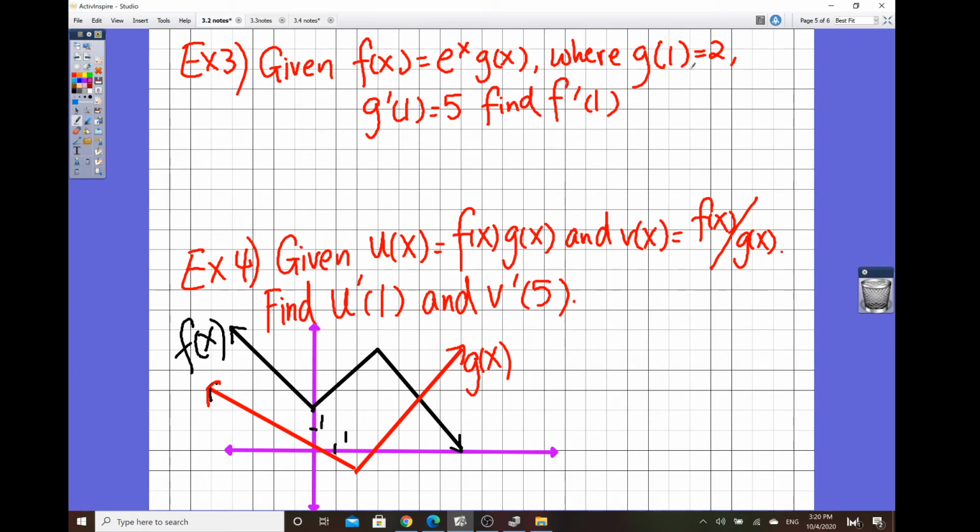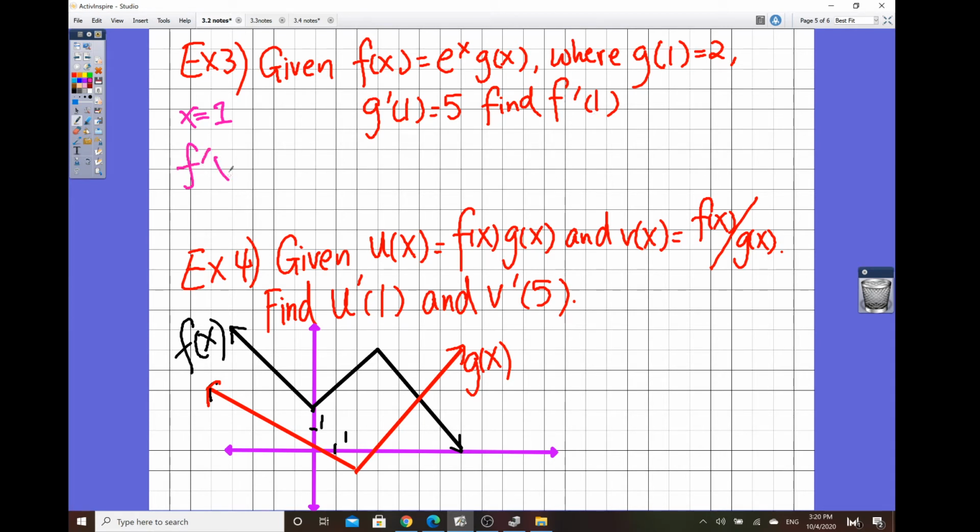So where g of 1 is 2, g prime of 1 is 5. You want to find out f prime of 1. So we do know that the value of x is 1. And we also know the instantaneous rate of change. So the point g of 1 is 2, and the other one is g prime of 1, which is 5. But now you want to find out f prime of 1.